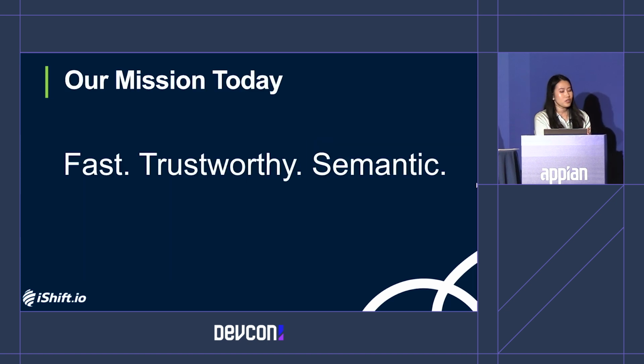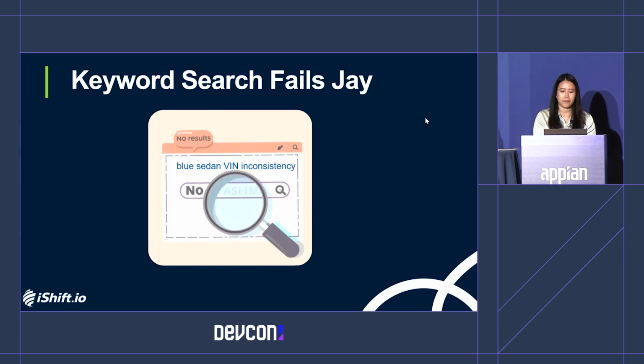Today we're going to show how search can be fast, trustworthy, and semantic. Jay starts out and he remembers seeing blue sedan VIN mismatch, and so he searches for that, but the search results give him nothing back.